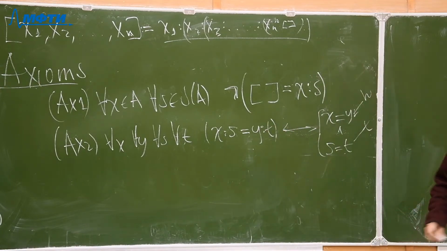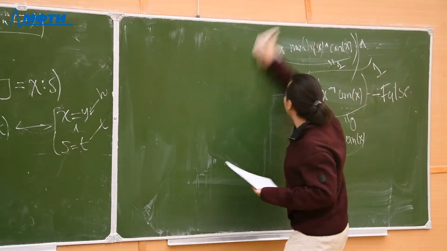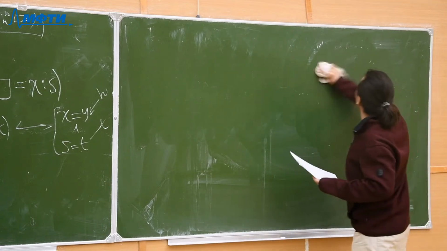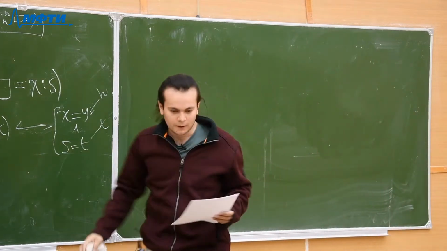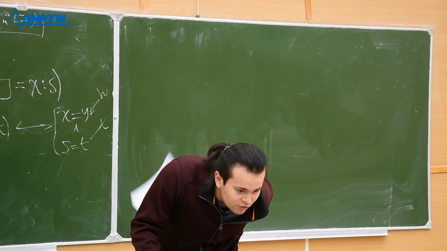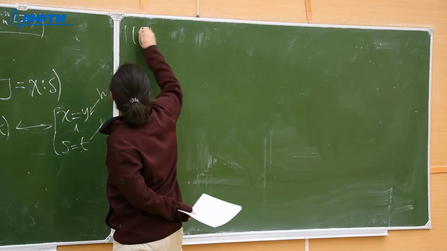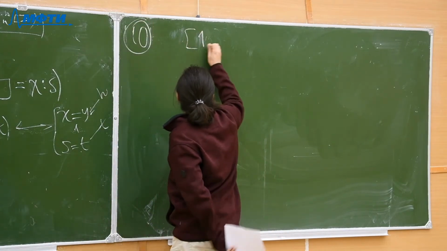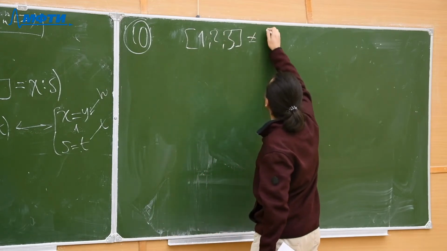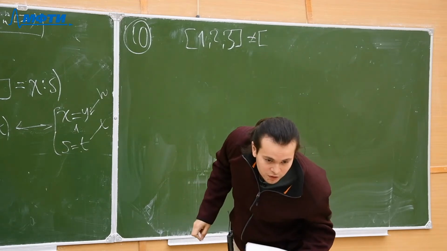Okay, so let's resolve problems with this. Everything will be a little more clear. So number 10 is: prove formally that 1, 2, 3 is not equal to 1, 3, 4.